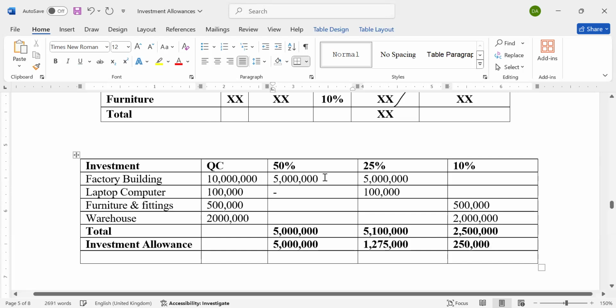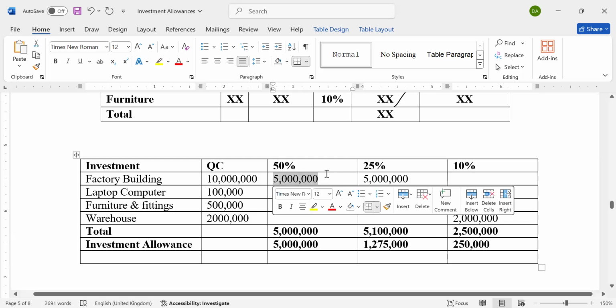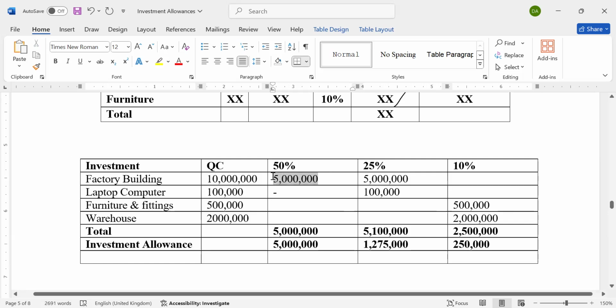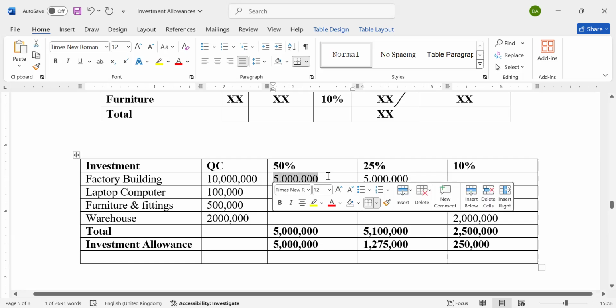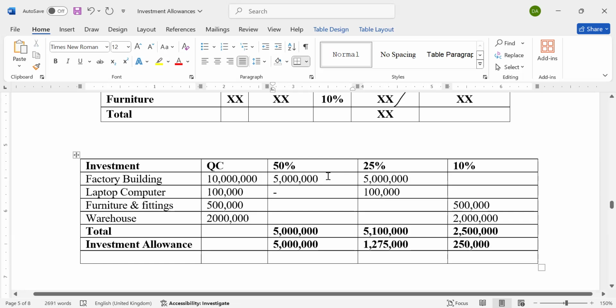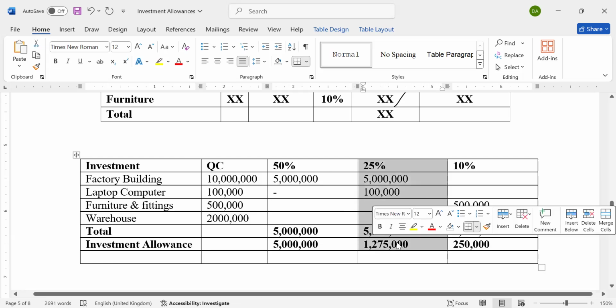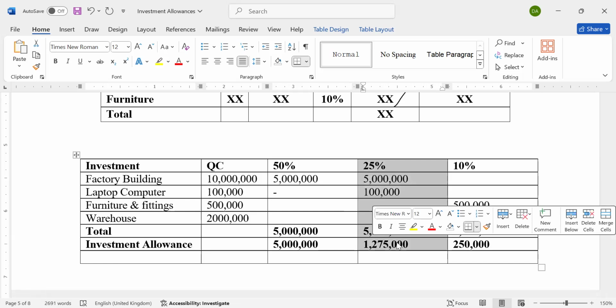For the buildings, the first thing you need to know is, not for the building, this 50% for the assets which qualify for 50% in the first year of use, the 50% is granted immediately. Then what remains is now granted 25%. This 25% is based on the number of years it has been used. So from the first year, it is not from the second year, from the first year, the 25% is granted.